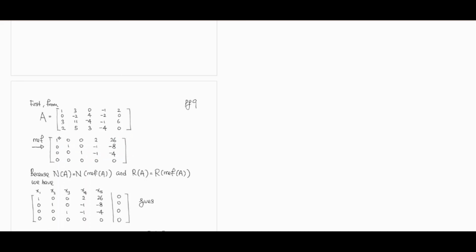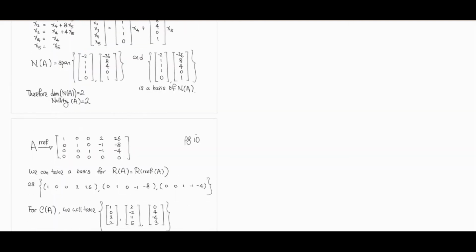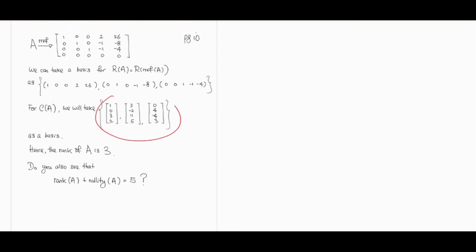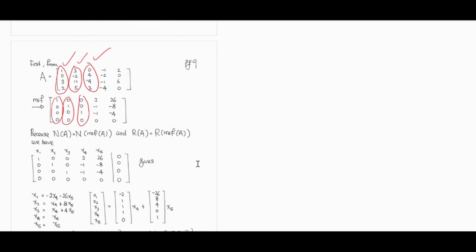And actually right here, please do not take this as your basis for the column space of A, but take this instead. These three column vectors will form a basis for the column space of A, as you can see right here. All right, so we have that already. It's very easy once you get to the RREF matrix. In the RREF matrix, these three vectors form a basis for the row space of A.